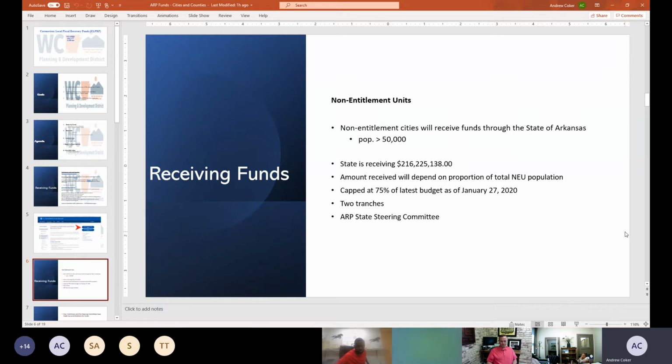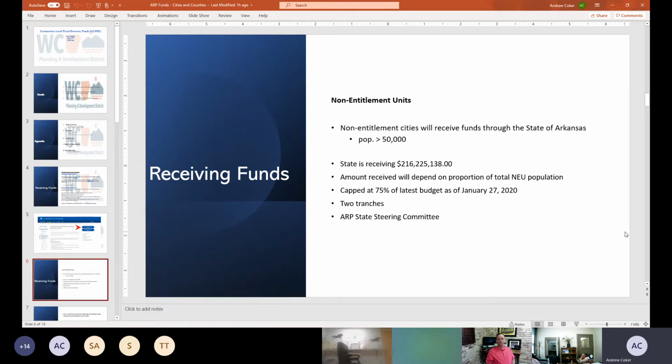So for non-entitlement units, the state of Arkansas will be allocating these funds out after they receive their amount from the Treasury. The state is receiving these funds in two tranches from the Treasury itself. In total, the state's going to be receiving $216,225,000 and $138 to be appropriated out.